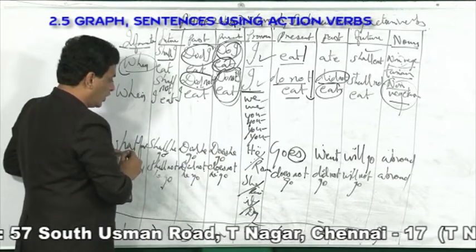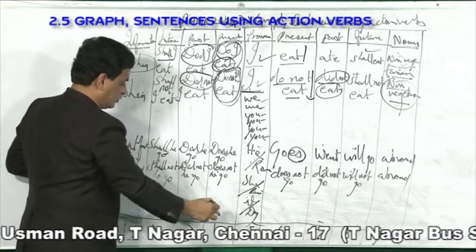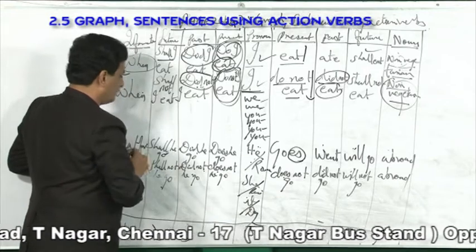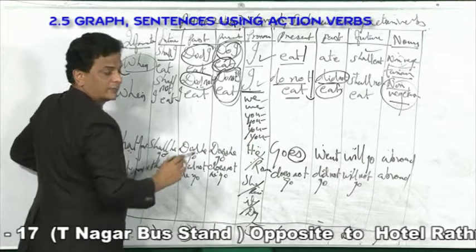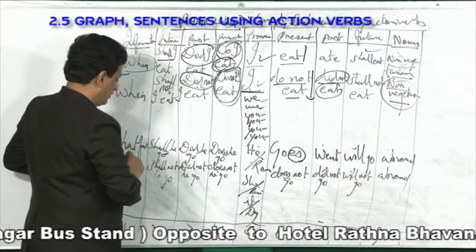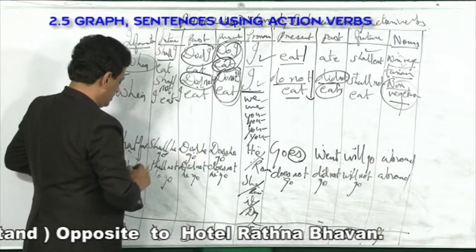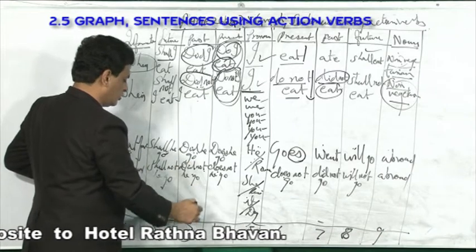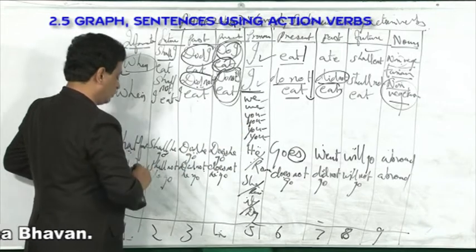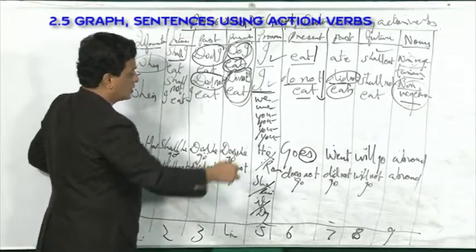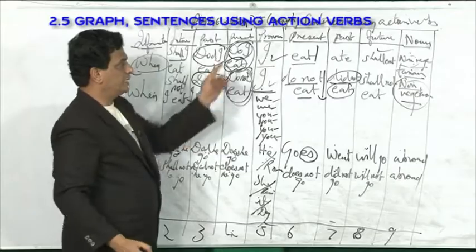Information: what for? 1 plus 4 plus 9. What for does he go abroad? What for doesn't he go abroad? 1 plus 3 plus 9. What for did he go abroad? Next row: what for didn't he go abroad? 1 plus 3 plus 9. What for shall he go abroad? What for shall not he go abroad? So, like that you have to form the complete structure.